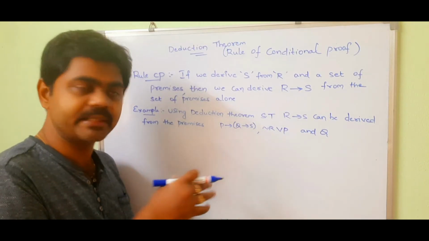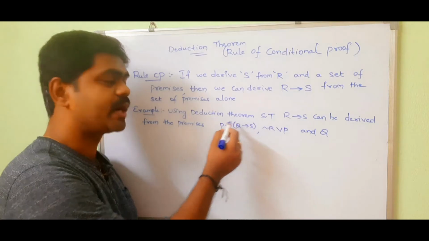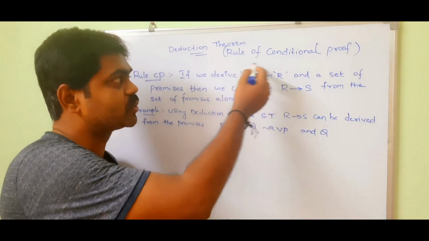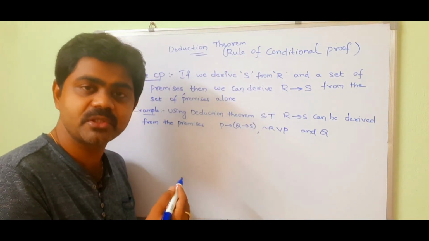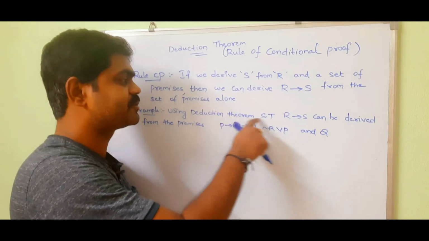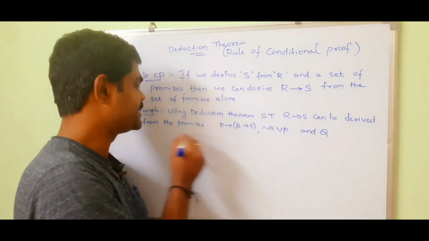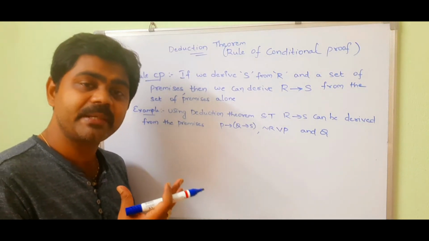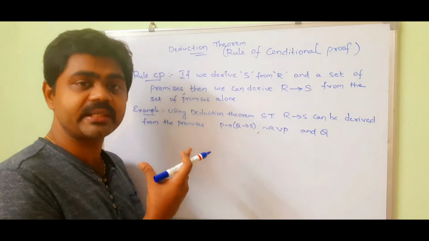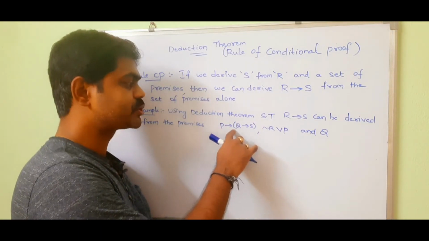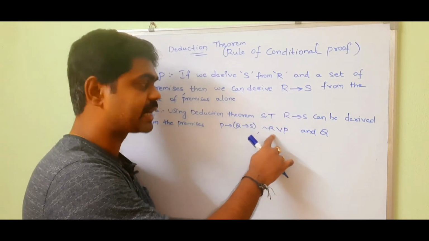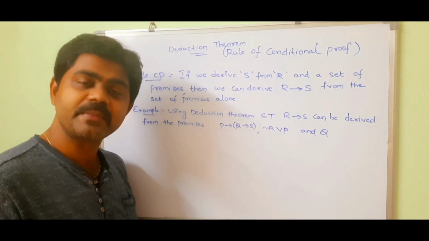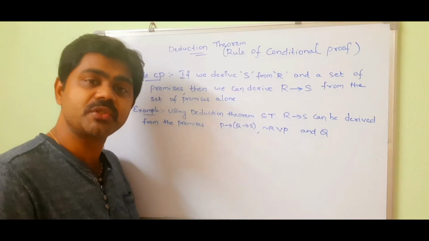If you see an example here, in an examination they may ask you using the deduction theorem or using the rule of conditional proof; whatever it is, the same solution we should apply. So using the deduction theorem, show that R → S can be derived from the premises. What are the premises we have? P → (Q → S), ¬R ∨ P, and Q. Now using these premises, let's derive R → S.